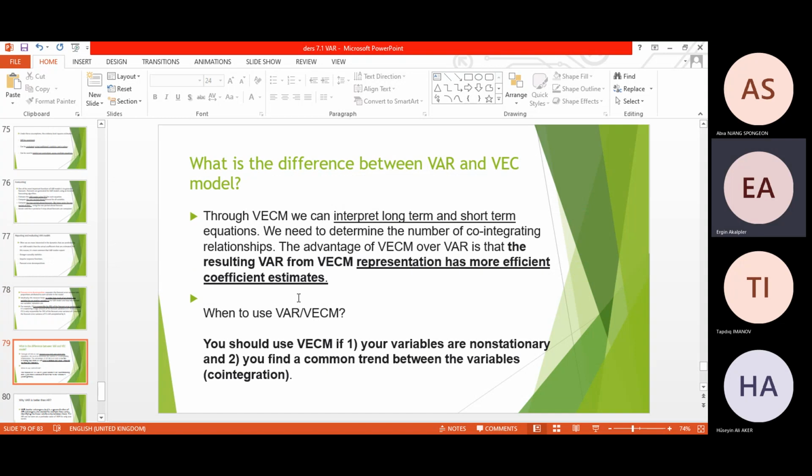And if we ask what is the difference between the VAR and VECM model: through VECM we can interpret the long-term and short-term equations. We need to determine the number of co-integrating relationships. The advantage of the VECM over VAR is that the resulting VAR from the VECM representation has more efficient coefficient estimates. When to use VAR or VECM? You should use VECM if your variables are non-stationary and you find a common trend between the variables, co-integration.